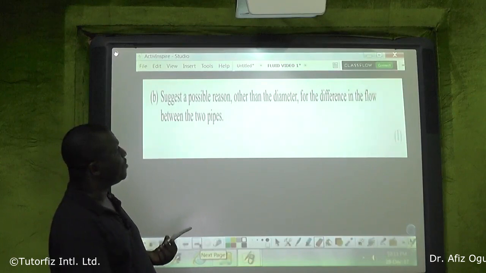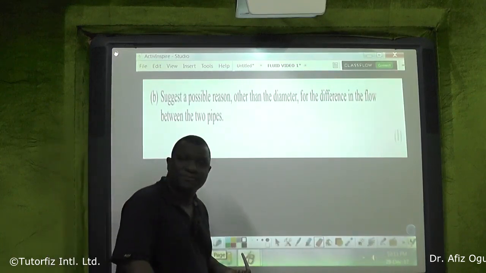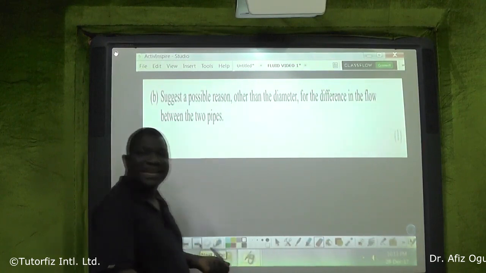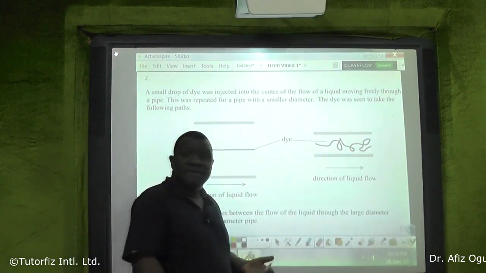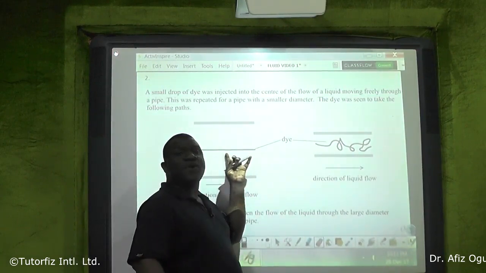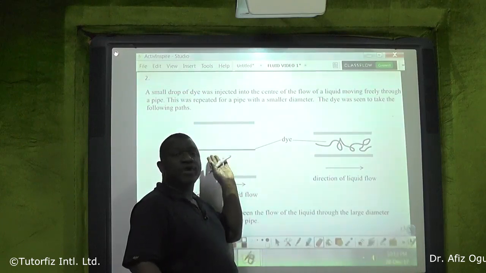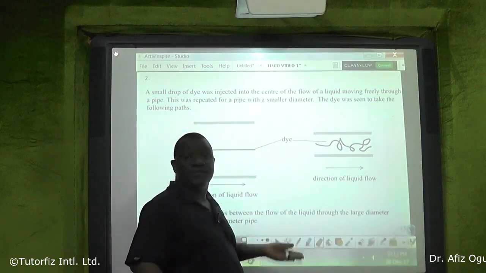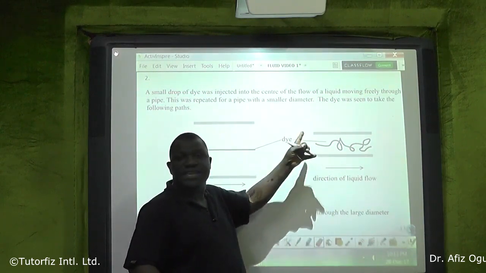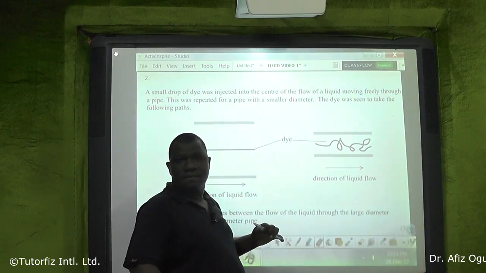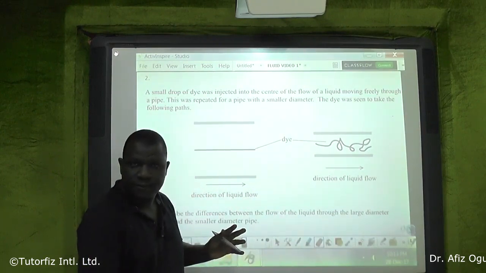Suggest a possible reason other than the diameter for the difference in the flow between the two pipes. For this to be laminar, it means it's flowing steadily and slowly. The velocity here is low, the velocity here is high. It should have been one of your differences. So why should the velocity here be higher than the velocity here? There are so many things that can be responsible for it.